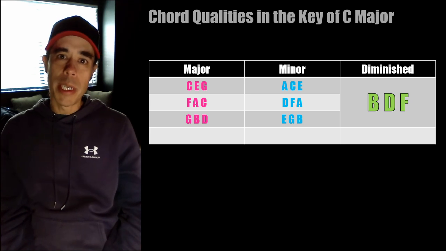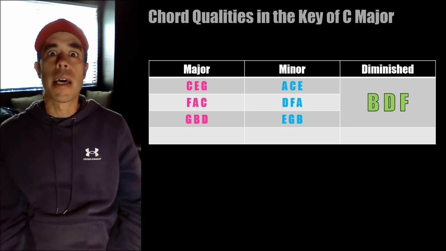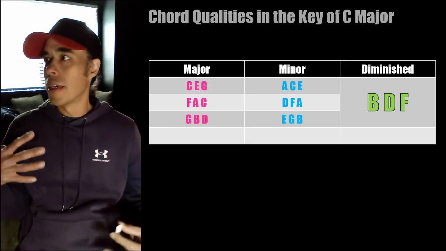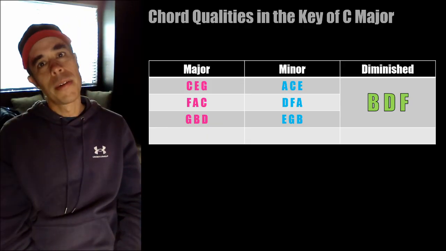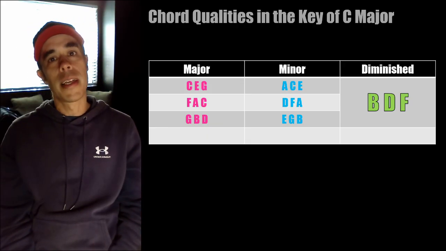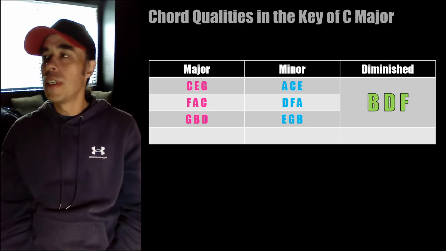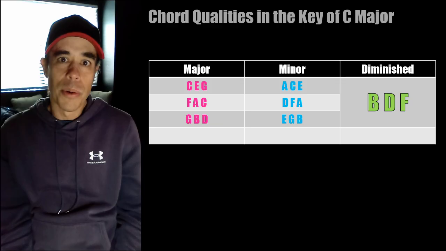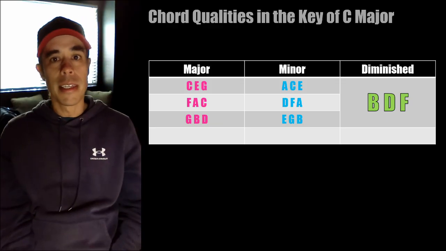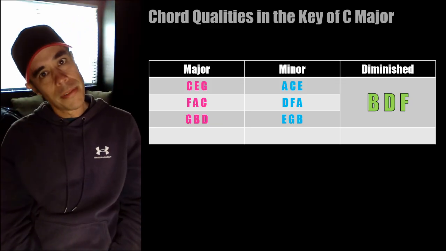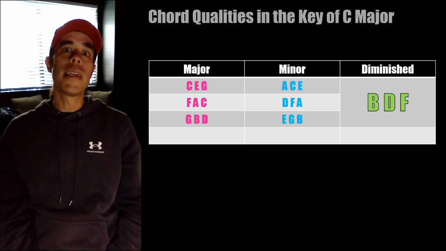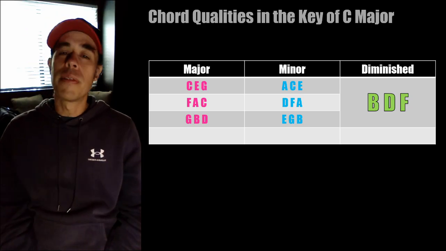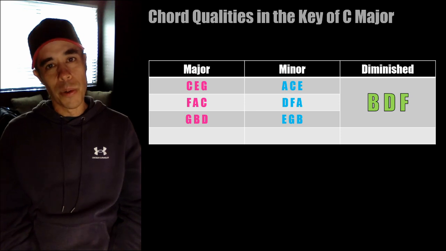So all this information, you also kind of need to have automatic at your fingertips. If someone says F, you're thinking F-A-C in the key of C, and that's a major chord. Or if someone says G, you're thinking G-B-D in the key of C, and that's a major chord. If somebody says A, you think A-C-E, that's a minor chord. If somebody says E, you think E-G-B, and in the key of C, that is a minor chord. Somebody says B, you think B-D-F, in the key of C, that's a diminished chord.